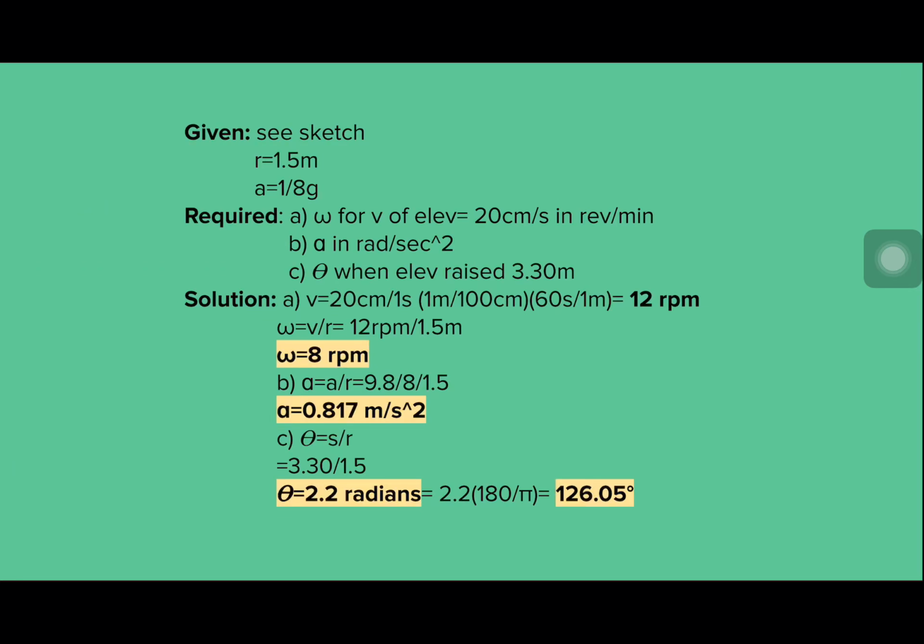Lastly, we have theta equals s over r. Now s is the arc length subtended, right? Since it was stated earlier that the cable does not slip, you can surmise that the distance that the elevator rises is the same distance that the rim moves. So we express our s as 3.30, and once again plug in our r, which will give us 2.2 radians as our theta. Now recall earlier, we need to express this in degrees as well. So simple enough, multiply our 2.2 radians by 180 over pi, and that will give you a cool answer of 126.05 degrees. All right, so that's all our problems for today.